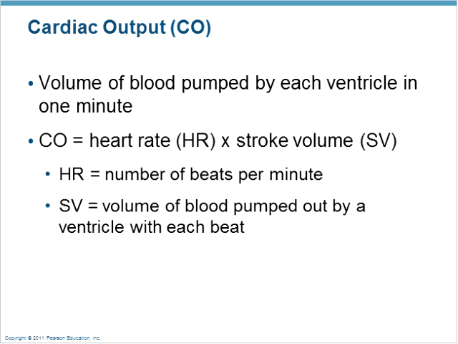Cardiac output is the volume of blood pumped by each ventricle in 1 minute. So cardiac output is the heart rate, HR, times the stroke volume, SV. The heart rate is the number of beats per minute, and the stroke volume is the volume of blood pumped out by the ventricle with each beat.